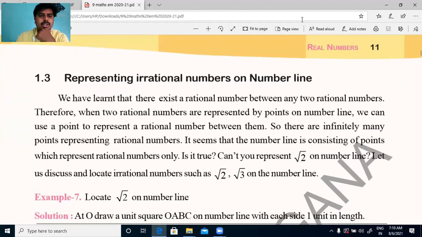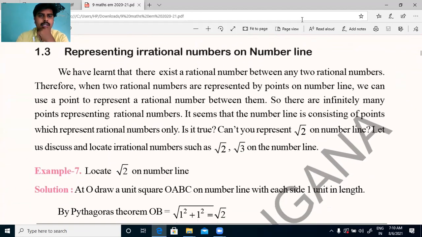Representing irrational numbers on the number line. Look at that. We know that all the numbers we can represent on the number line, right? Natural numbers we can represent, whole numbers we can represent, integers we can represent as well. In the previous class, in eighth, we represented rational numbers on the number line by using the denominator. Do you remember? Isn't it, Nana? So representing irrational numbers we are going to see here.